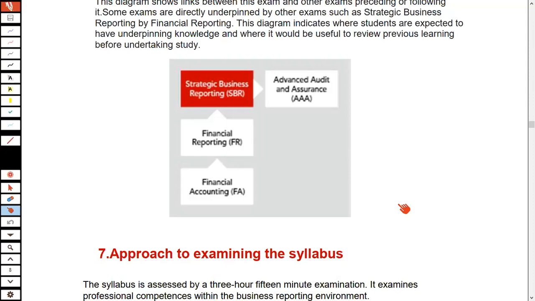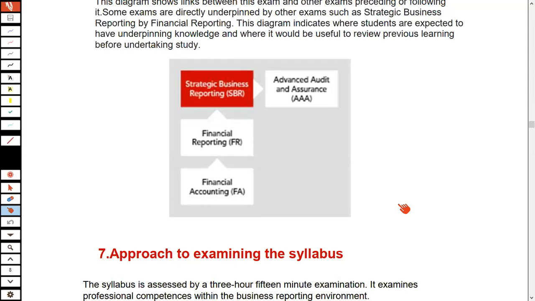So you have to keep this in mind, that if you are dealing with SBR, you would have to deal with multiple numbers, multiple discussions, etc. That is something that you have to do.